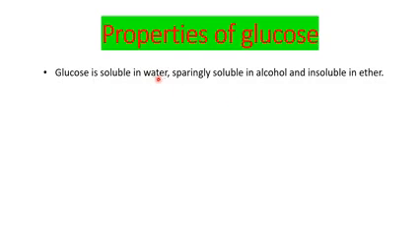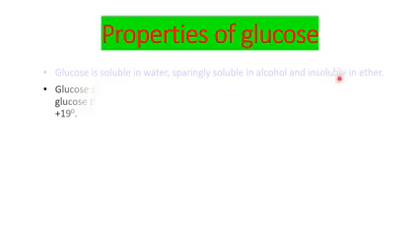So glucose is highly soluble in water, but a little bit sparingly soluble in alcohol. That we have already discussed in the last video, which gives the chance to separate glucose from fructose. It is also insoluble in ether.